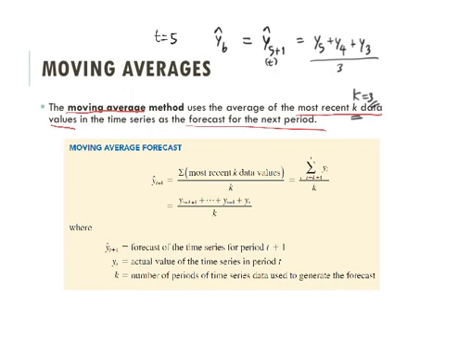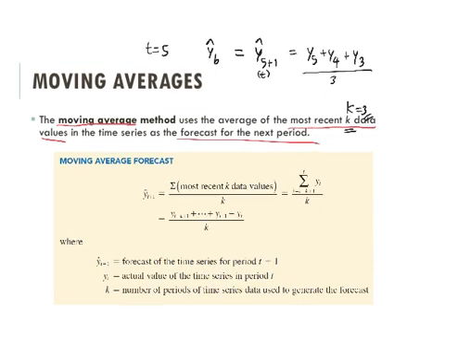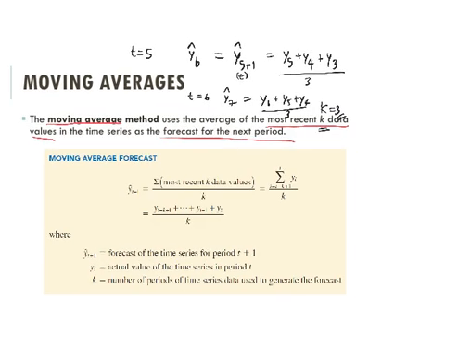Again, if you are at time 6, then you will want to predict the value at time 7, right? And we will use the data points from time 6, time 5, time 4, divided by 3. Okay?